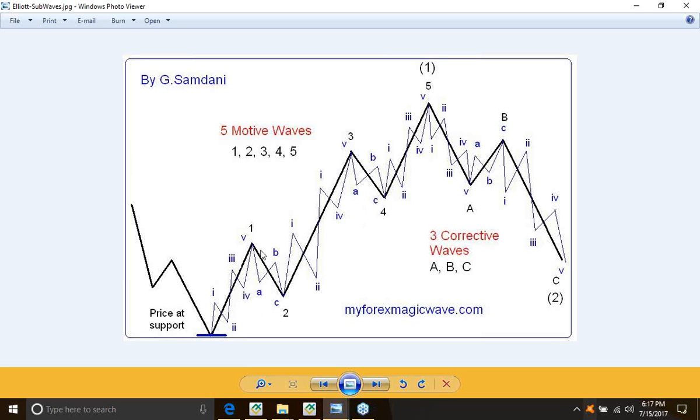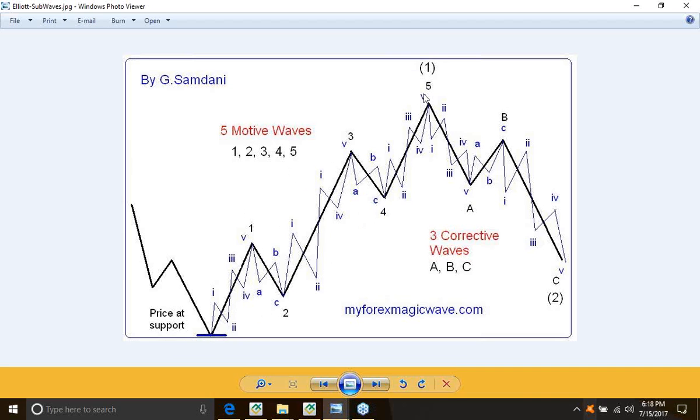After wave 1, an impulse wave, profit taking, you have a correction coming in. Then you have another impulse wave, very strong, wave 3, and profit taking, and then you have a correction coming in. And then you have another push, a final push to the upside, wave 5, and then this impulse wave, because of this particular news, will end.